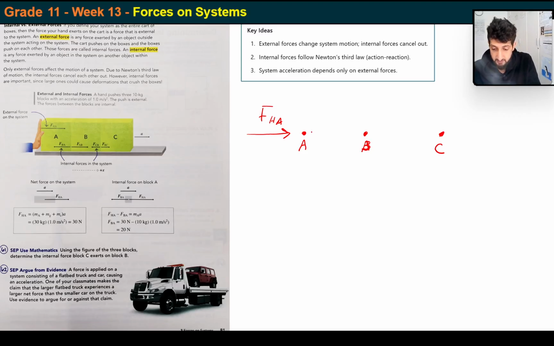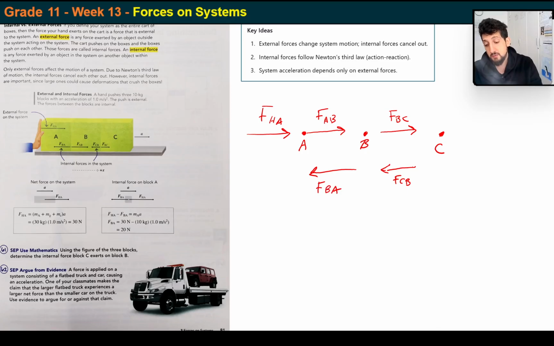So we have a force of A acting on B, and a force of B acting on C. Any other forces? Of course, we have equal and opposite reactions coming the other way. We've got a force of C acting on B, and a force of B acting on A. Now, this and this are the same size, just equal and opposite. And this and this are also the same size, simply equal and opposite.